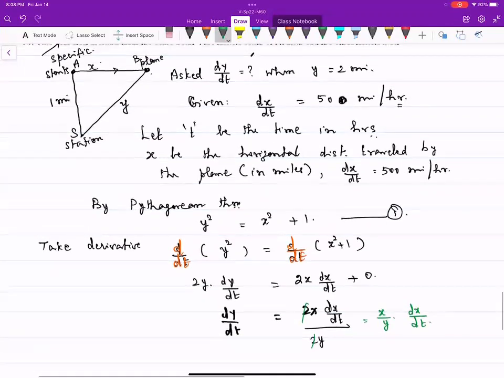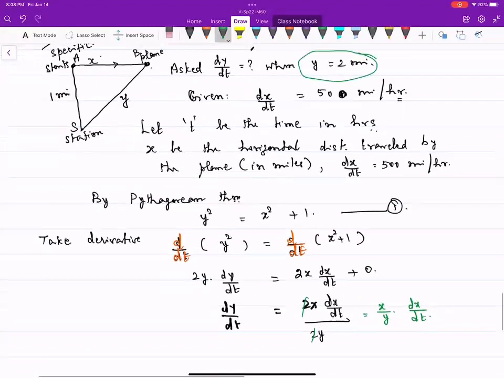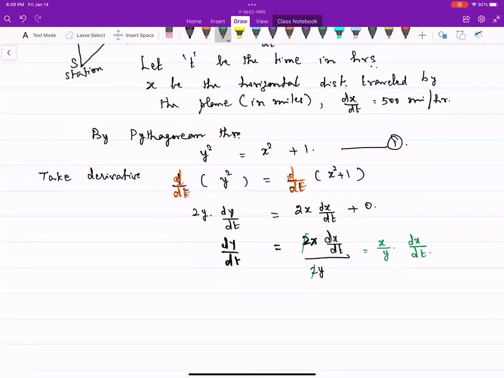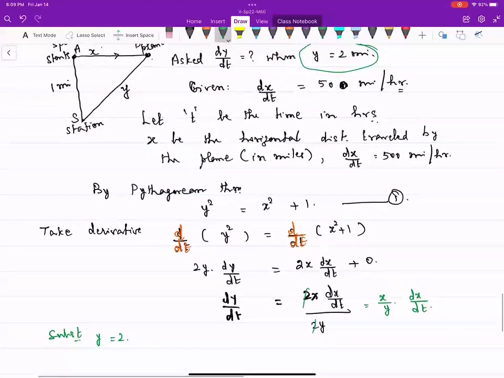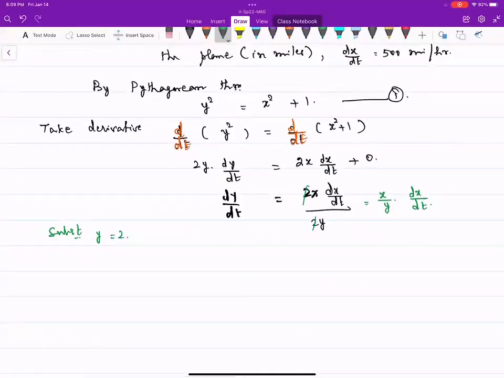So we know the value of y, which is equal to 2 miles. Substituting the specifics is only at the end. So y equal to 2. But do we know x? In a right triangle, if we know y and this one side, 1, we can get x, isn't it? So y squared equal to x squared plus 1. If I substitute y equal to 2, I get 4 equals x squared plus 1, which means x squared equal to 3, or x equal to plus or minus square root of 3.